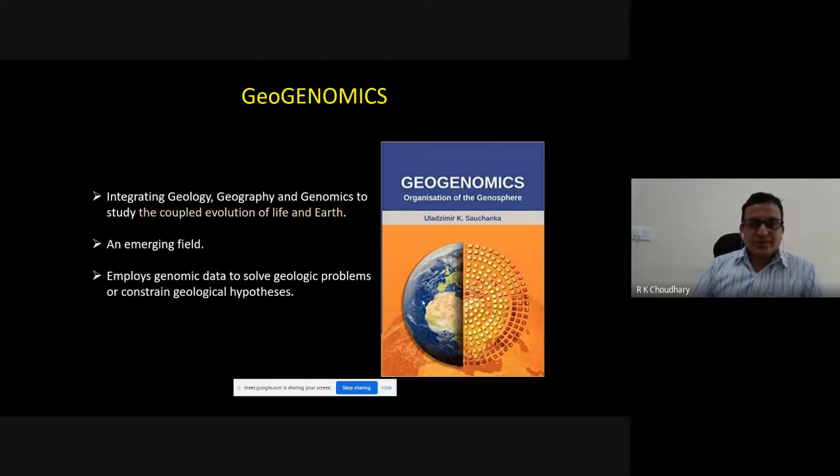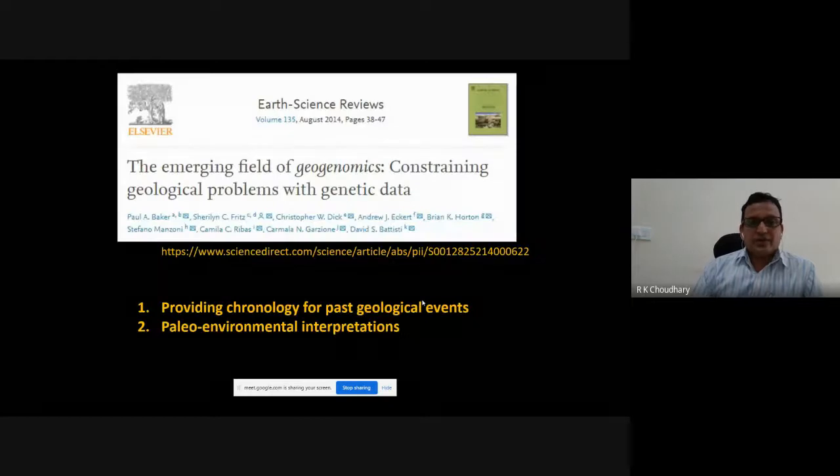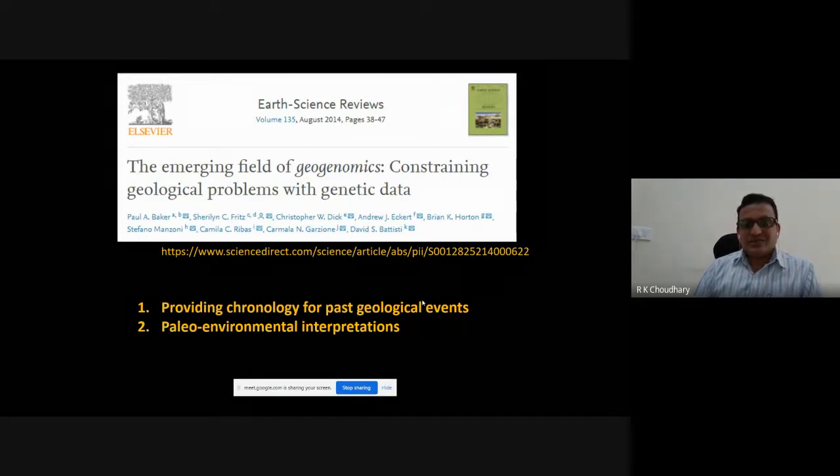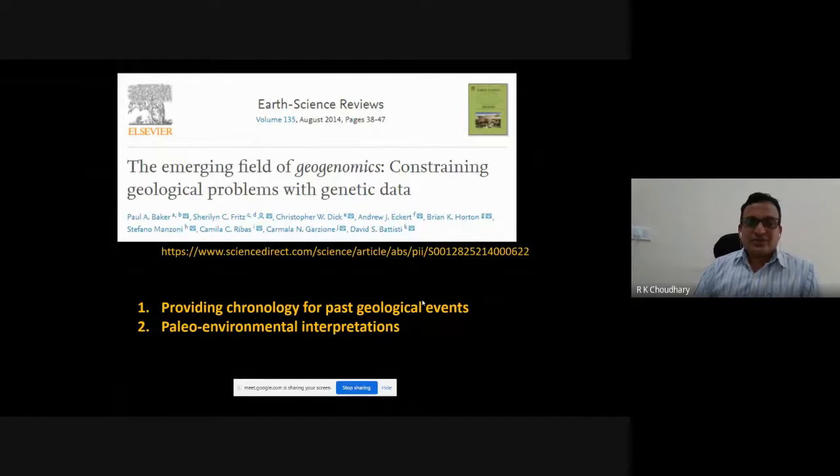It employs genomic data to solve geological problems or constrain geological hypotheses. By combining these data, you can try to understand, or you can provide chronology for past geological events using this DNA sequence data. See how interesting it would be. So using your taxonomic knowledge and this DNA data, you are going to pose chronology for past geological events which have taken place. Also, you can make paleo-environmental interpretations. You can interpret the data in that way.